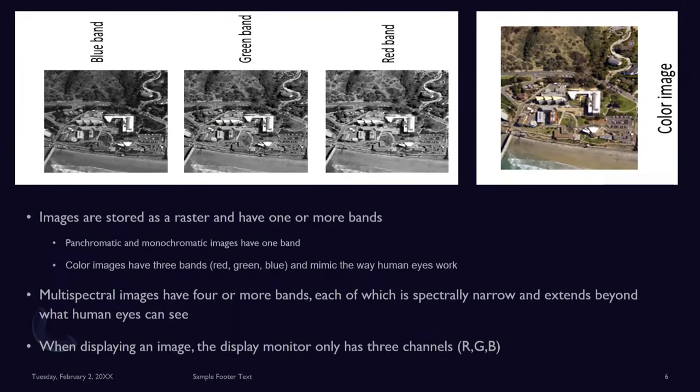Any satellite image can have one or more bands, right? Images are stored as rasters, and they can have one or more bands. Some different terminologies are used: panchromatic or monochromatic images have a single band, while the color images we generally see have more than one band. Basically they have three bands, red, green, and blue, and they mimic the way human eyes work. So there are two types of images, panchromatic or monochromatic images, and multispectral images.